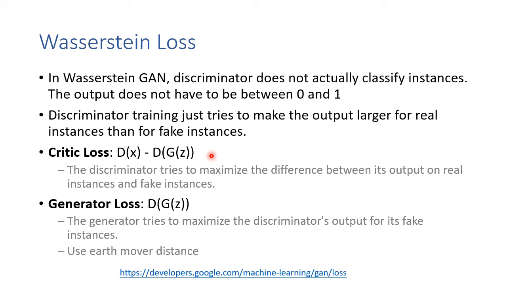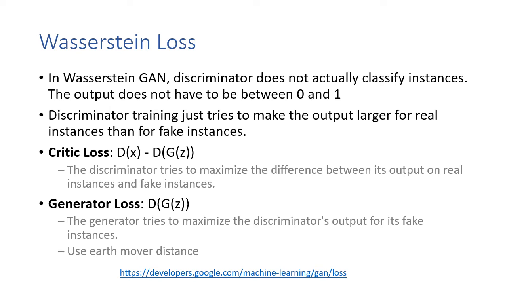The discriminator tries to maximize the difference between its output on real instances and fake instances. So the output of real instance x, D of x, minus D of fake data, D of G of z, the difference should be maximized. This is called critic loss. On the other hand, for the generator loss, D of G of z, the generator will try to maximize the discriminator's output for its fake instances. Both losses use the Earth mover distance to calculate the difference. This is Wasserstein loss.